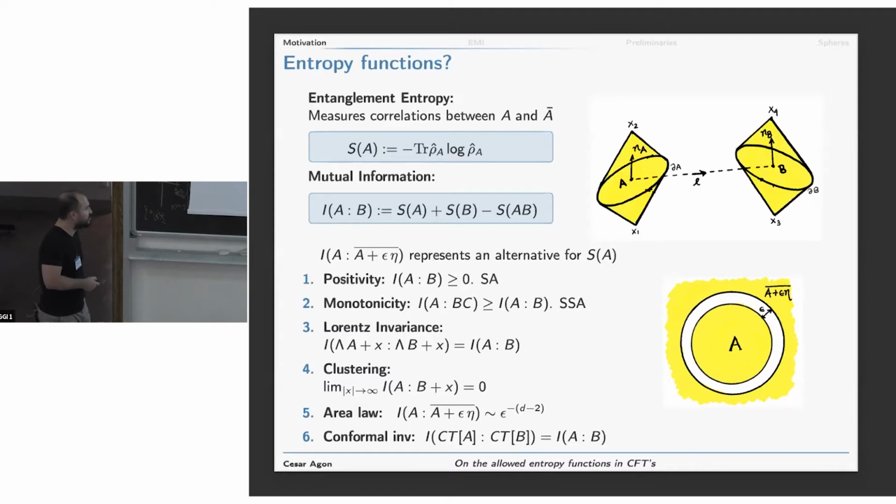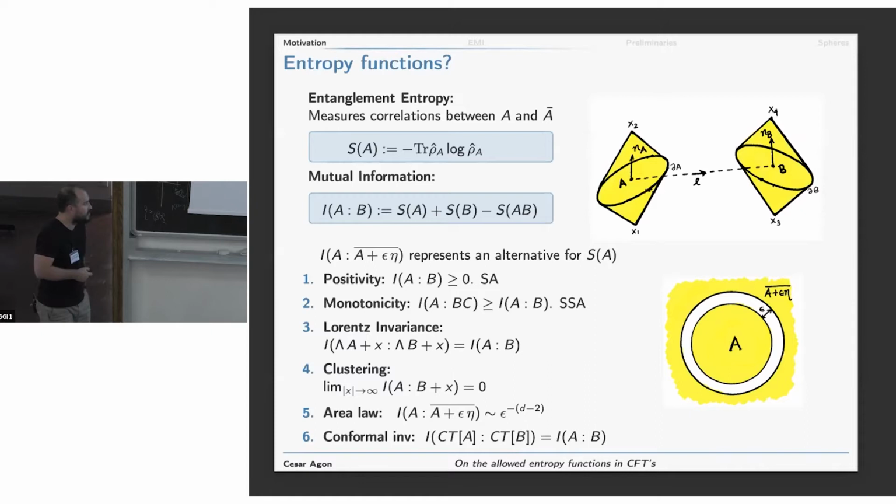The mutual information, for this particular case, which is the regularized version of the entanglement entropy, should also satisfy an area law. The additional interesting feature that the mutual information has is that the coefficient that appears here for the area law divergence, where epsilon is just the distance between the surfaces, will be universal.